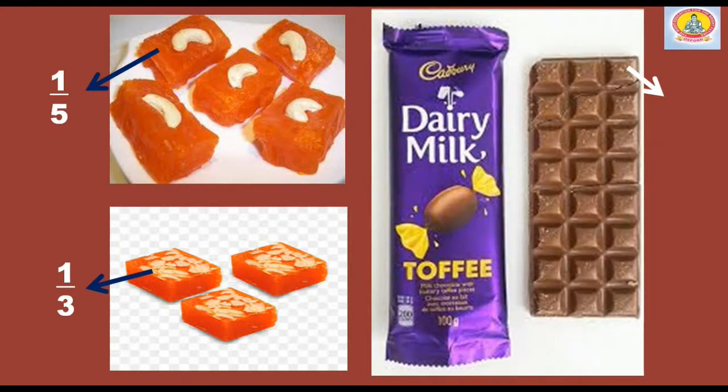In the case of Dairy Milk, the Dairy Milk bar is divided into 24 equal parts. So each part is 1 by 24 part of the whole chocolate bar. Now you got an idea about fraction. Let us see the examples.